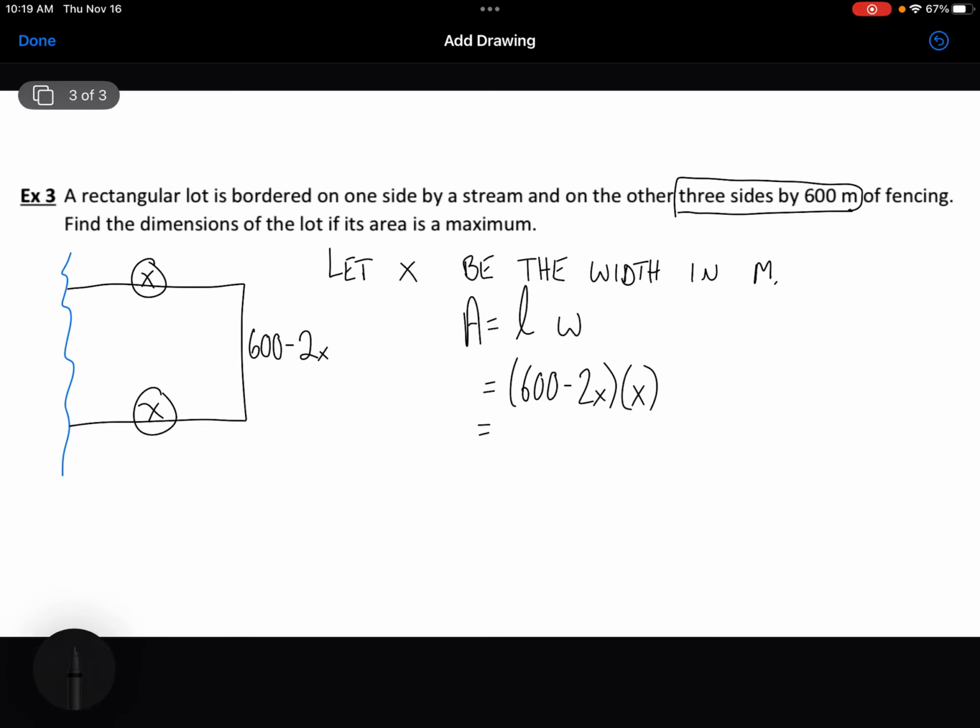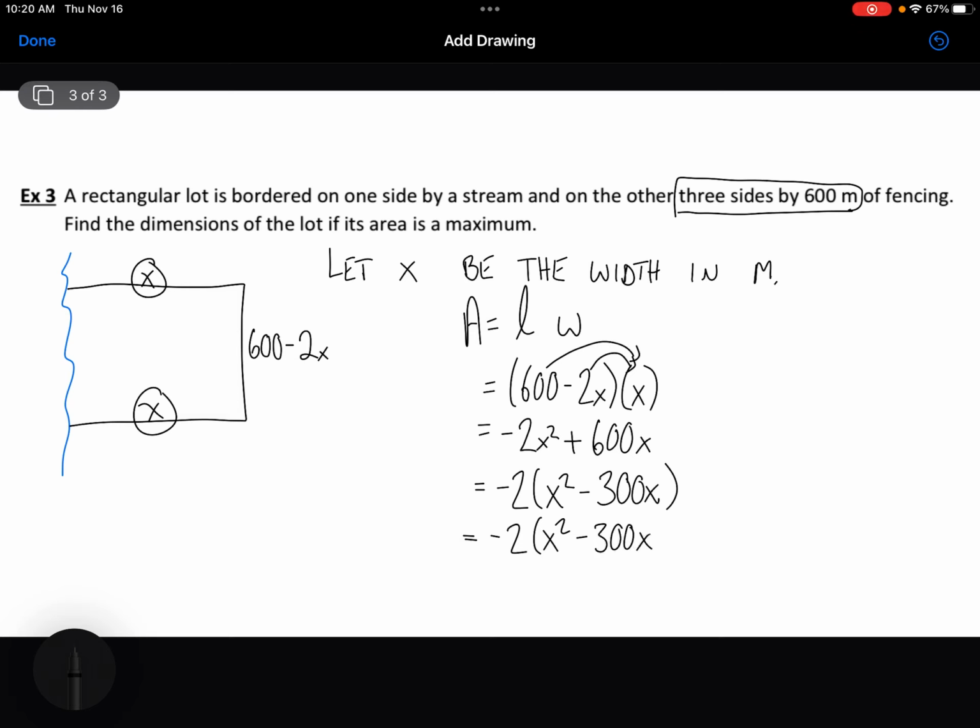Then I'm going to expand this out. I'm going to rearrange it in this step as well. So we get negative 2x squared. That's this times this. And then I'm getting the 600, so plus 600x. And now I'm going to start completing the square because I want it in vertex form. So negative 2, x squared minus 300x.